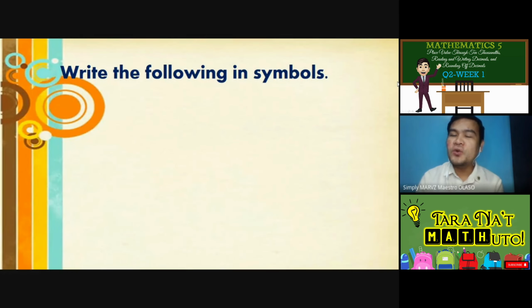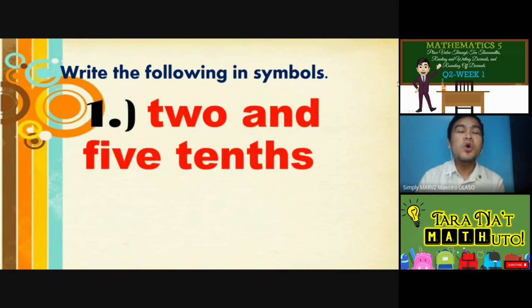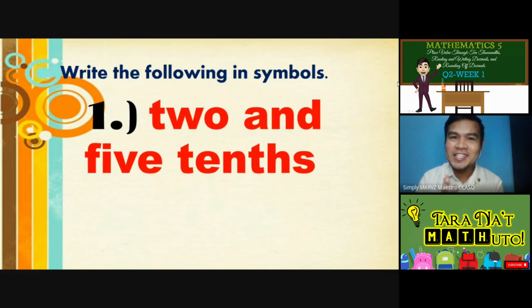Okay, write the following in symbols. Given ko ay numbers written in words. So how are you going to write it in symbols? Be careful. We have 2 and 5 tenths. Again, we have the clue word and. Ibig sabihin, ang magiging sagot ay isang mixed decimal. And we have another clue, tenths. Since tenths ang ating last word, dapat there's only one digit after the decimal point.